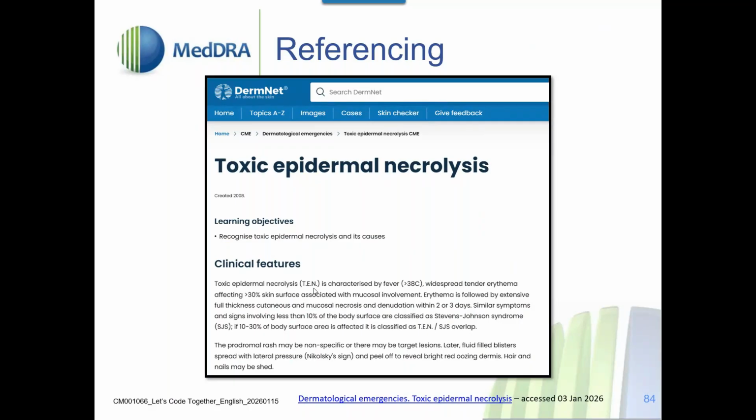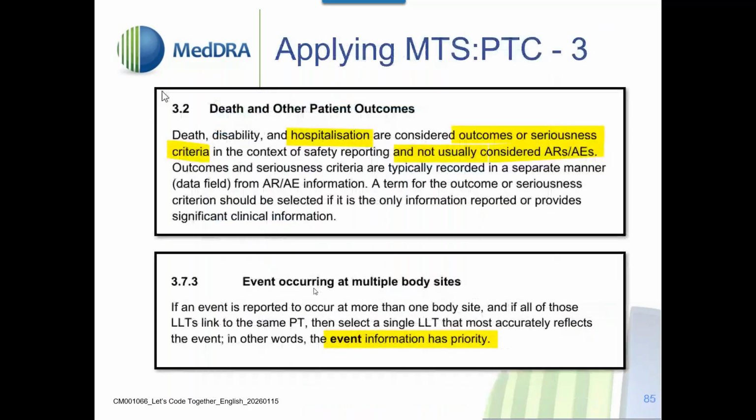explaining that it's above 30% of the skin surface and mucosal involvement, erythema, necrosis within 2 days, and it tells you there the difference between Stevens-Johnson syndrome if it's less than 10% of the body, and toxic epidermal necrolysis if it's greater than 30% of the body. Okay, so I'm happy with everything so far.